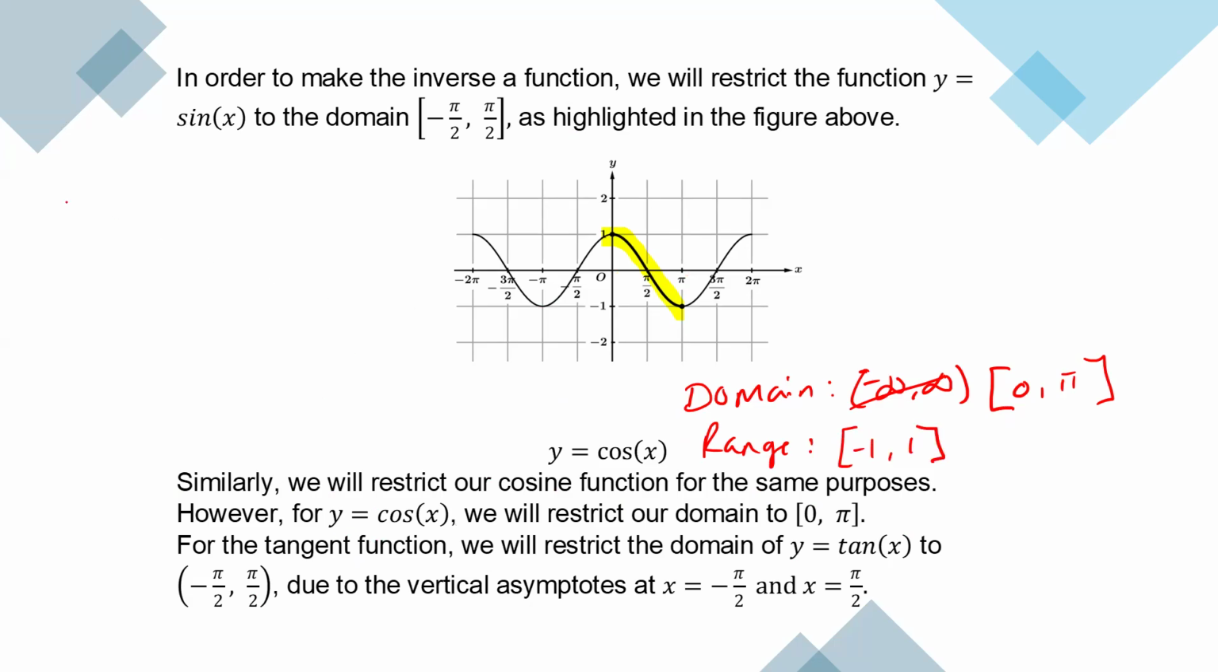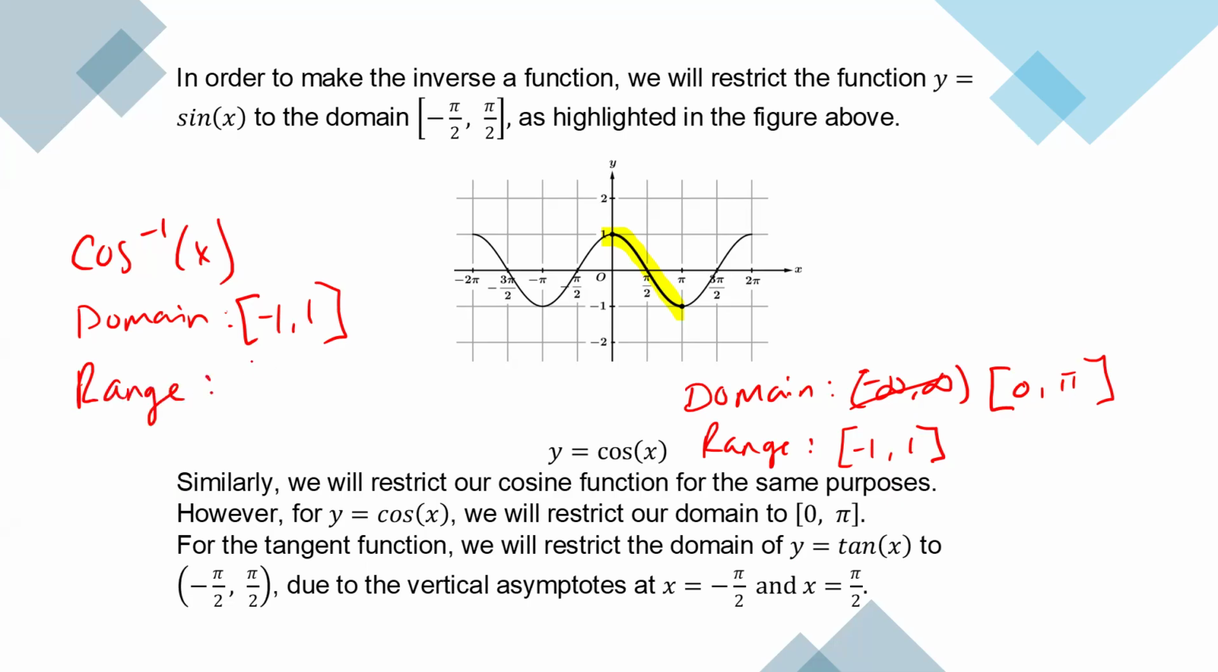Okay? So now let's describe its inverse. So the inverse would be what then? Remember, this is currently cosine. And what happens when you find the inverse? They flip it. So the range of cosine is now my domain, and then the domain is now my range.